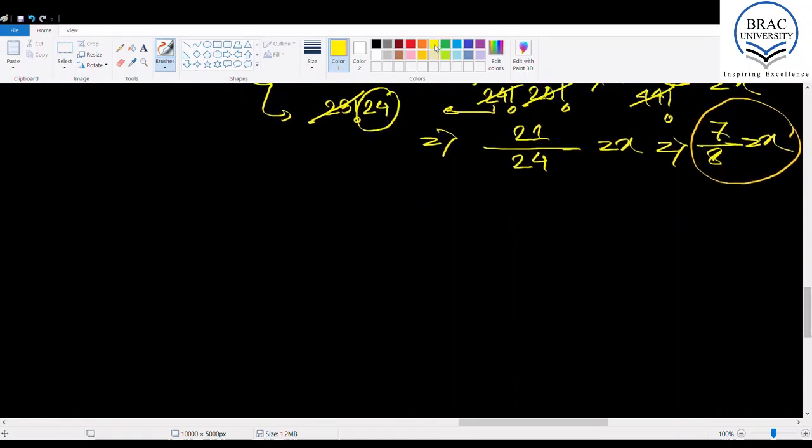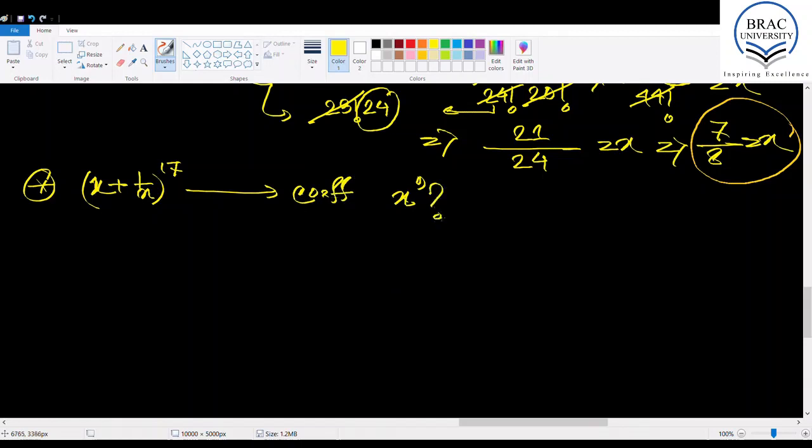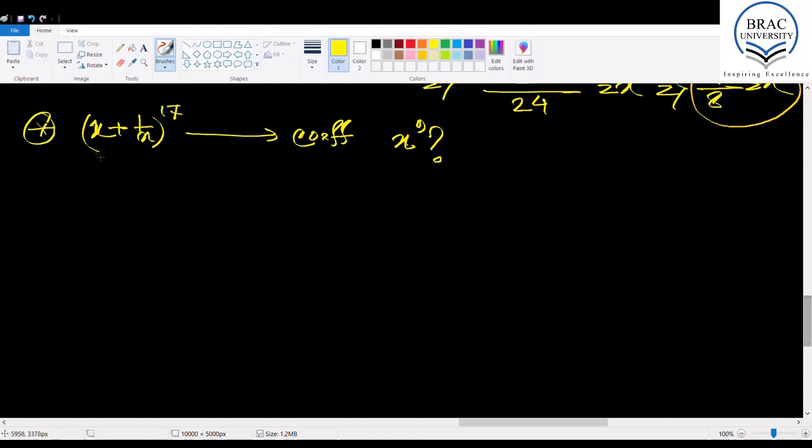The next question is x plus 1 by x whole to the power 17. In the expansion of this, what will be the coefficient of x to the power 9? You'll have to determine the coefficient of x to the power 9. But you can ask, this is the same problem, why are we doing this? We have to notice carefully that in the previous problems, a and b did not have any relation between them. But here, a equals x, b equals 1 by x. Both of them are terms of x.